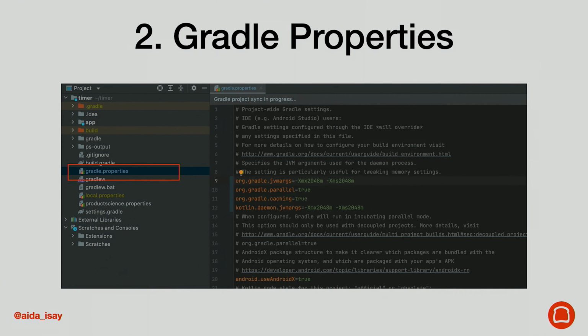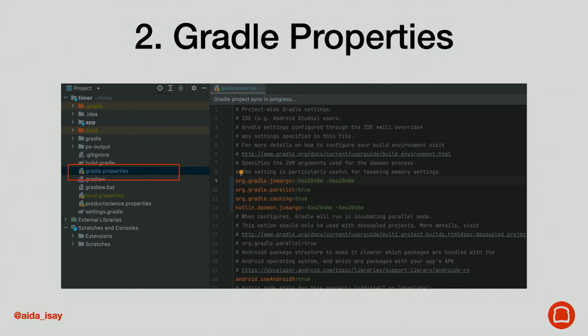The next one, when it comes to improving build times, the next low-hanging fruit is updating your Gradle properties. Gradle properties is a file that sits at the root of your Android project, and it's called gradle.properties. It contains a list of all of the properties that you can modify and that can be applied to your Gradle build system.